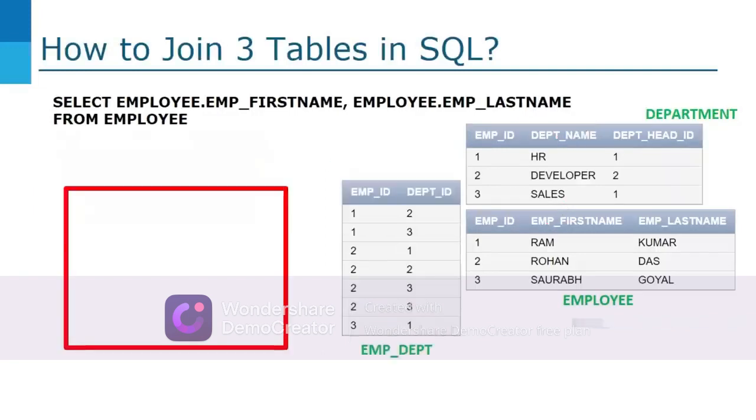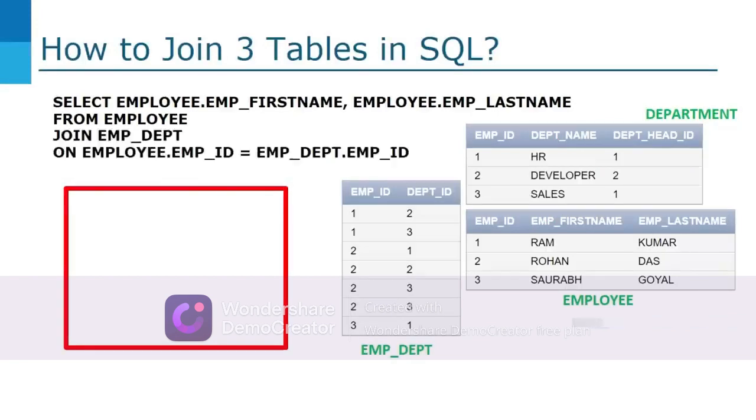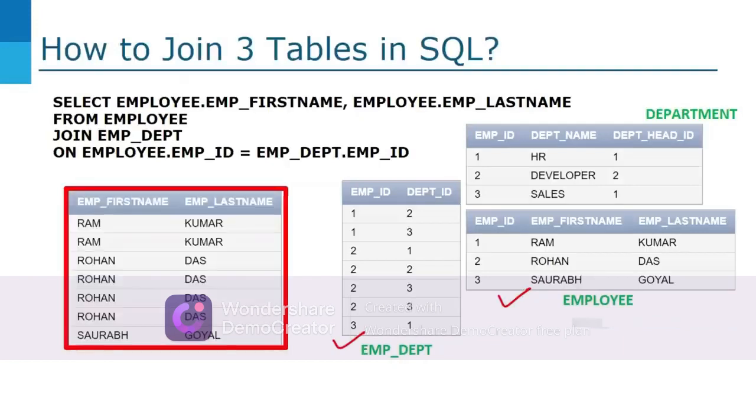Next, now what I'm writing: select employee.employee first name, employee.employee last name from employee join employee department on employee.empid equal to employee department.empid. Now we are using the join keyword with employee department. That means this table and that table are getting joined together. On what basis? On employee ID basis. But we are only displaying first name and last name. Make sure about that.